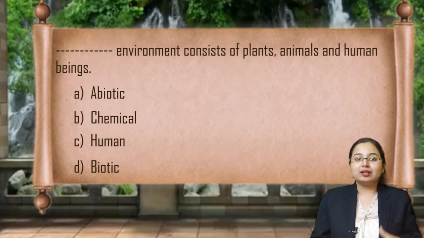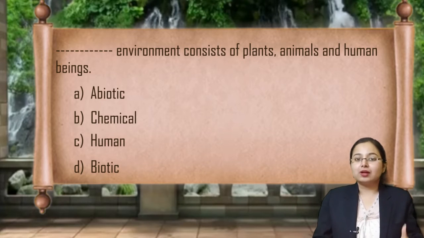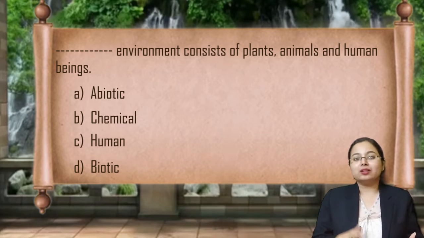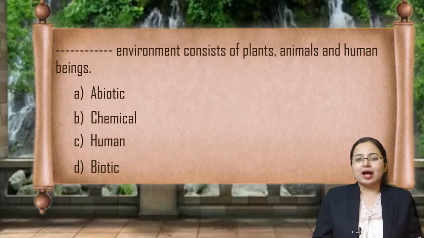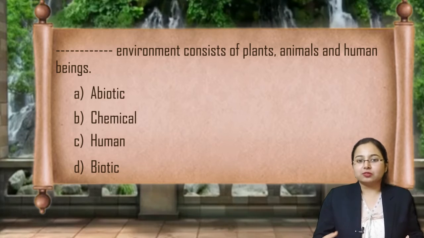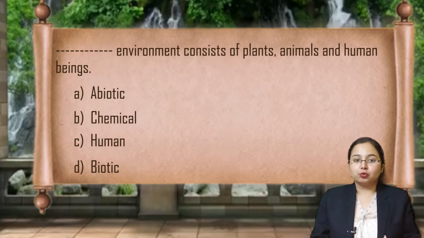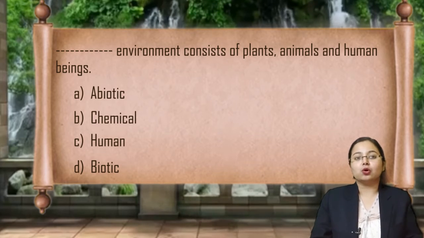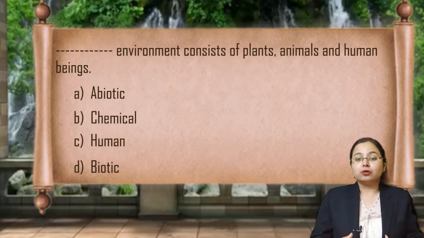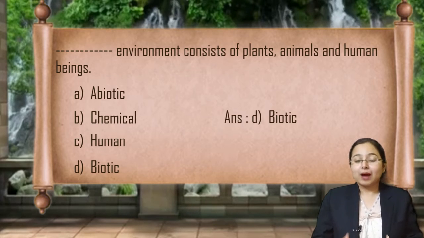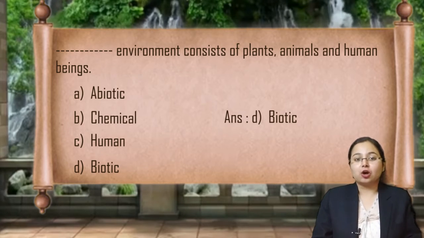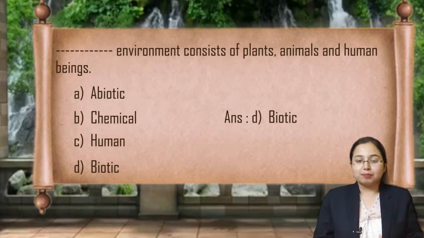Biotic means all the living beings, they comprise the biotic environment, and all the physical factors, that is land, air, water, they comprise the abiotic factors. So since plants, animals and human beings are living beings, they will come in the biotic environment. So the correct option is option D, that is biotic.